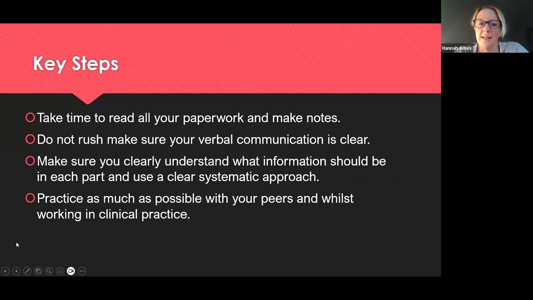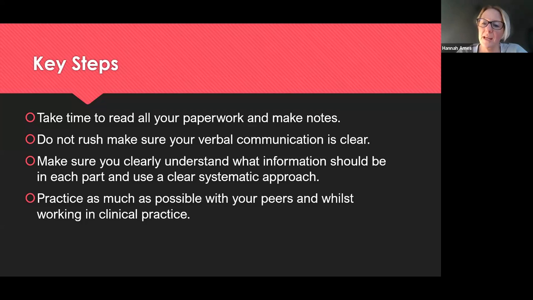So key steps to this really is to take time to read all your paperwork and make notes. Like I said, give yourself 3 to 4 minutes to make your notes, because if you've got some really clear notes, it's going to save you a lot of time searching through the paperwork. And also you're being assessed on a really systematic evaluation, so the information needs to flow nicely. You don't want to be stopping and trying to find a medication in a drug chart, and also your time will run out.